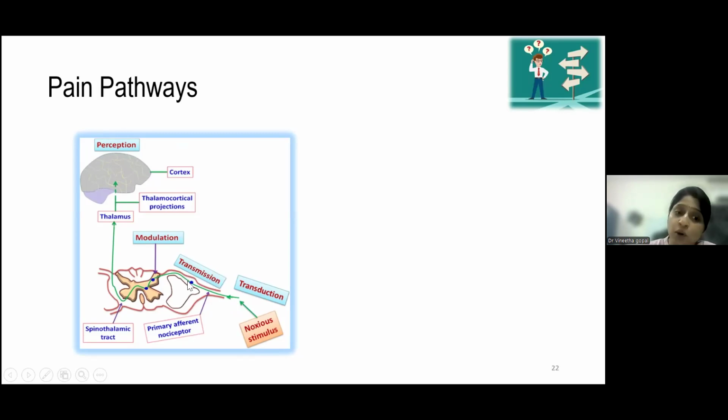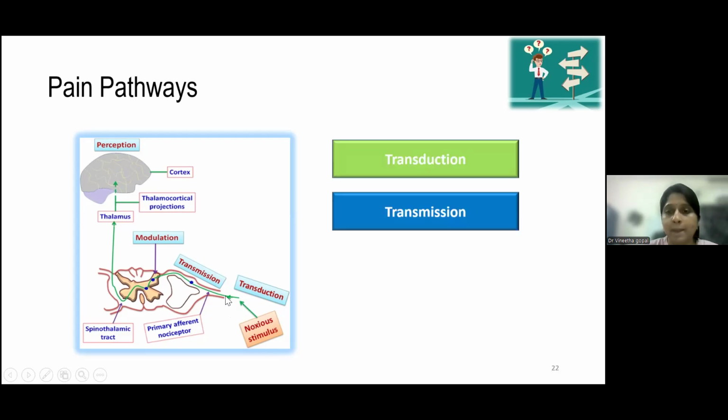But there is a very, very important step in between, which is modulation. This is not a fixed wired circuit. If 5 pain impulses come from here, it is not that always 5 reach here. The modulation can happen in such a way that if 5 impulses come from here, 10 impulses reach the brain, or if 5 impulses come from here, only 2 reach the brain. That is a function of modulation of the pathway. And finally, in the cortex, whatever reaches there will be perceived. That is perception.